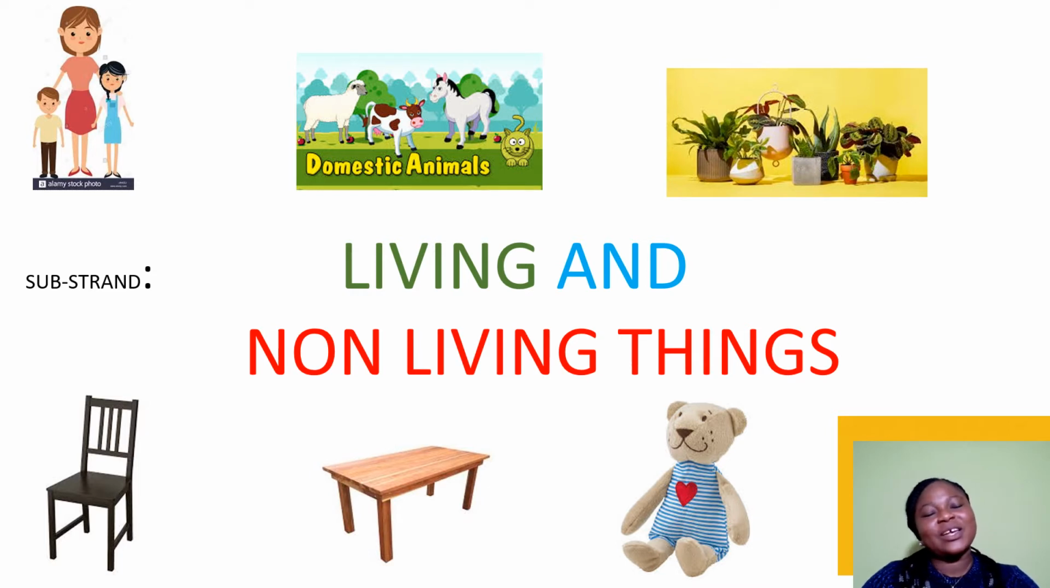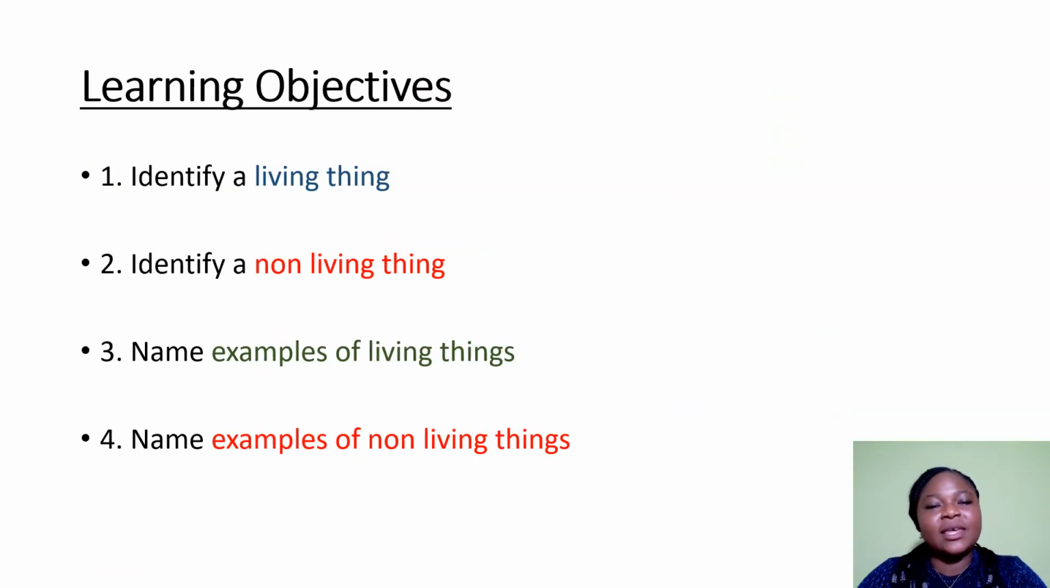Good. You can see some images on the screen, such as human beings, animals, flowers, a chair, a table, and a toy or a teddy bear. Can you think about these images and tell me what they are? Let's be thinking about it.